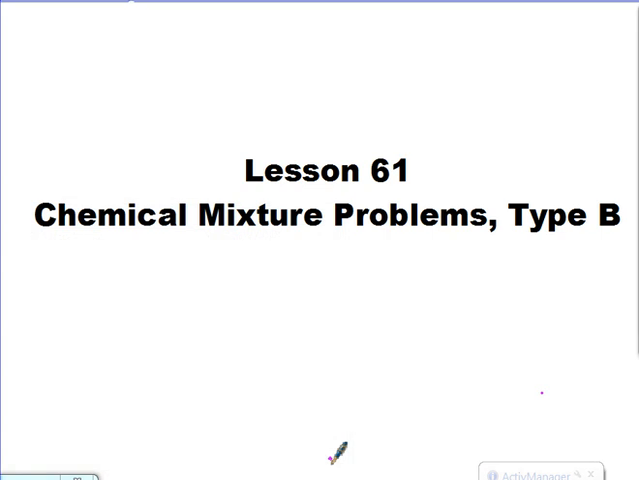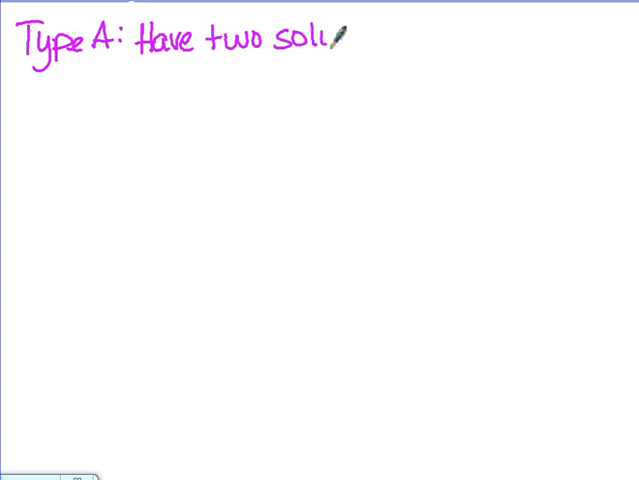Lesson 61, chemical mixture problems, type B. All right, we've talked about chemical mixture problems a few lessons ago, and those were type A problems. In type A problems, we have two solutions that mix to get a third solution.